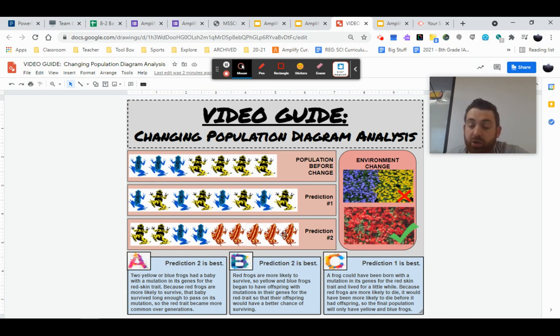Maybe you think it's prediction two, but maybe you think it's for a different reason. Maybe you think red frogs are more likely to survive, so yellow and blue frogs began to have offspring with mutations in their genes for the red trait so that their offspring would have a better chance to survive. Or maybe you think it's option C. Prediction one is best. A frog, so in this case, this population, could have been born with a mutation in its gene for the red skin trait and lived for a little while. Because red frogs are more likely to die, it would have been more likely to die before it had offspring. So the final population is only yellow and blue frogs.